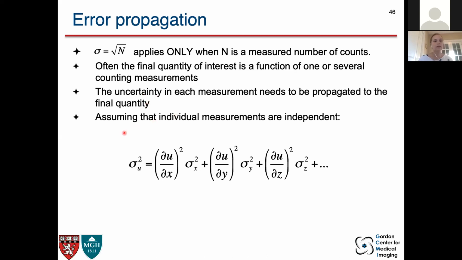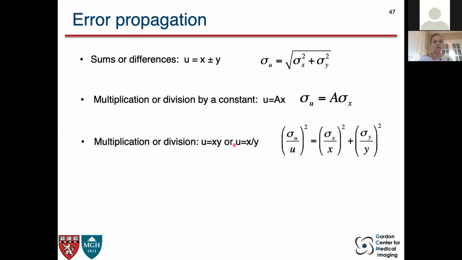So if we assume that individual measurements are independent, the errors can propagate according to this formula, where u is a function of x and y and z. Then the uncertainty in u is going to be a function of the uncertainty in x, the uncertainty in y, and the uncertainty in z. So if we look at some cases, if u is a sum or a difference between x and y, then the uncertainty will look like this. It would be the square root of the sum of the squares of the uncertainties.